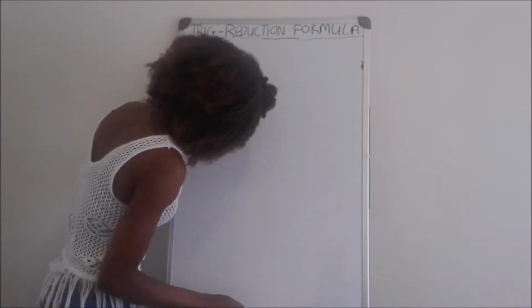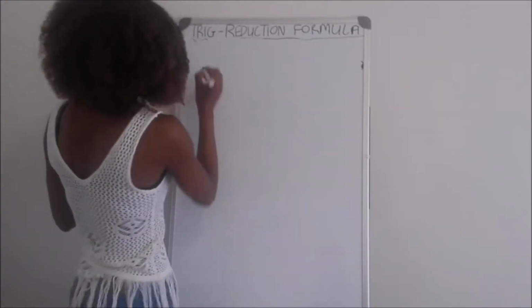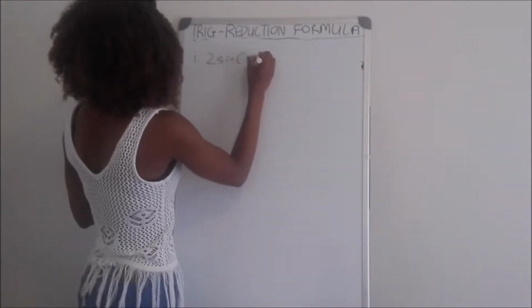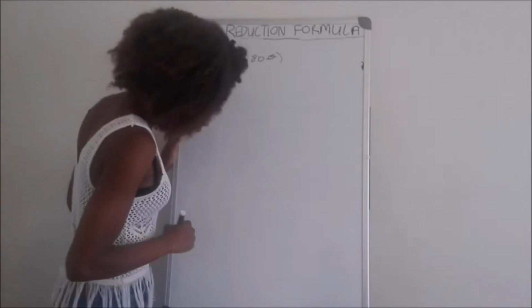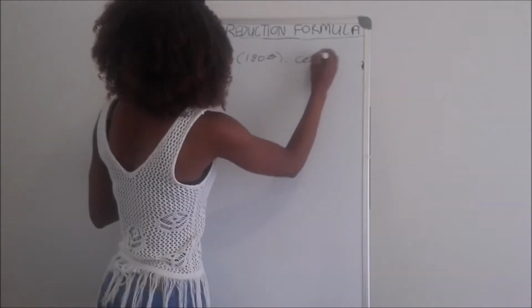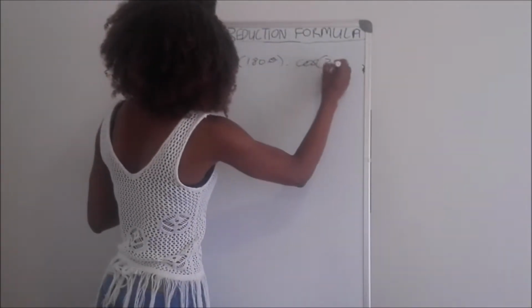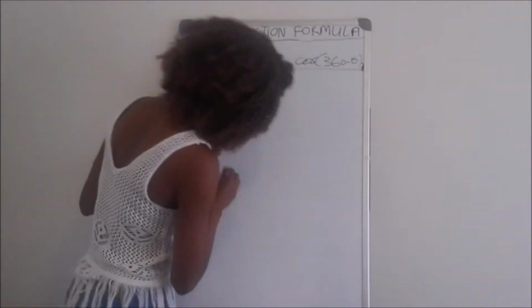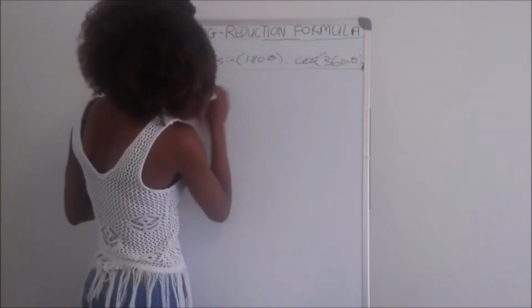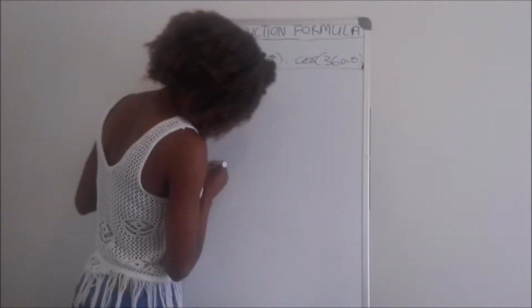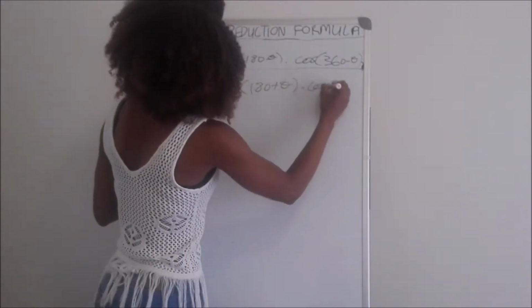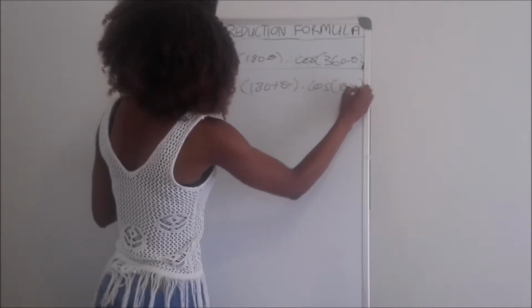The first example says 2 sine (180 minus theta), multiplied by cos (360 minus theta), divided by 3 sine (180 plus theta), multiplied by cos (180 minus theta).